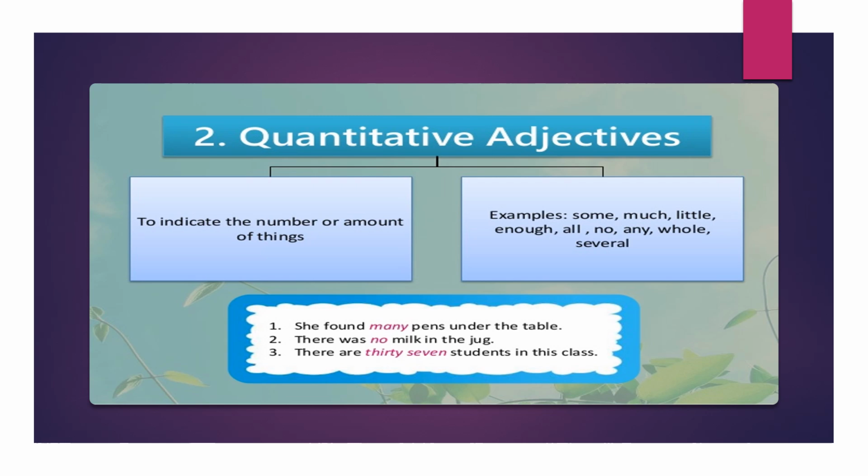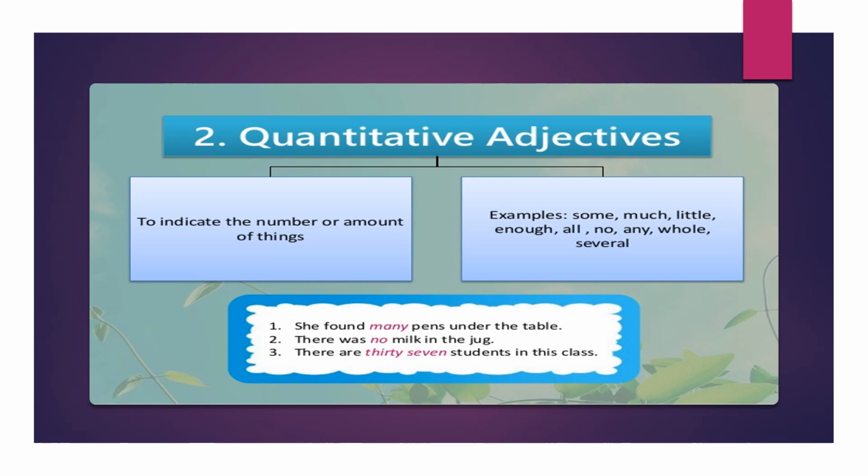The words like some, much, little, enough, all, no, any, whole, and several. All these kind of words which describe the number of a noun or the amount of a certain noun are termed as quantitative. See, it involves the word quantity. Quantity means how much. So how much or how many will be catered to by these particular quantitative adjectives.